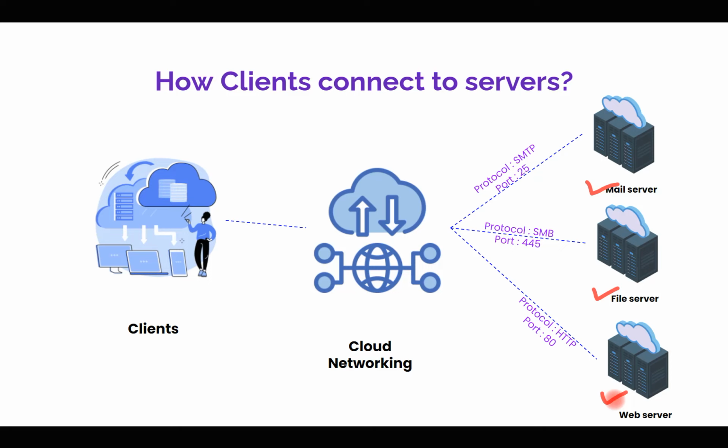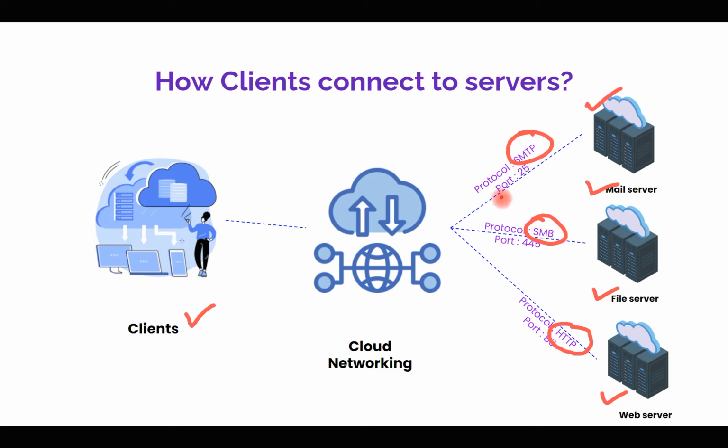Here we have different kinds of protocols and ports which are needed to access these applications. So what are these ports and protocols? For the protocols mentioned here, for mail server we have SMTP, for file server we have SMB, and for web server we have HTTP. These protocols are a set of rules that define how two devices can communicate with each other. In this case, the two devices are our client machine and the server.